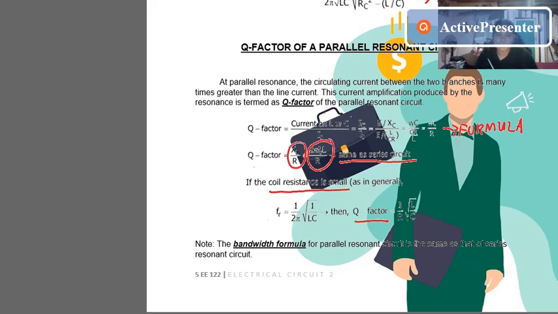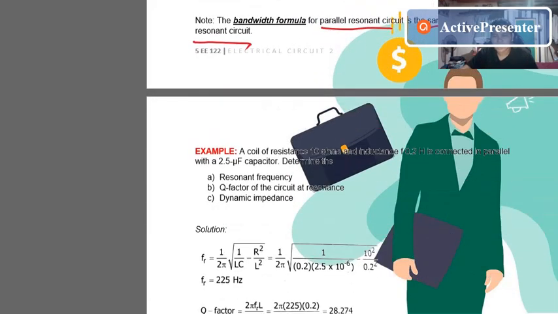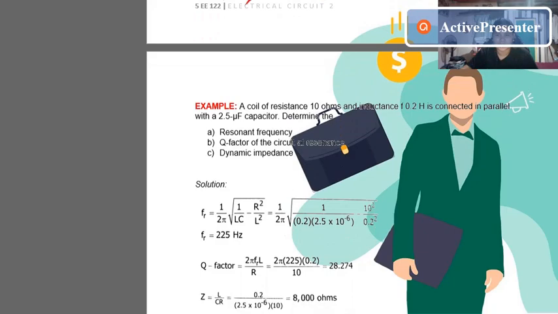Take note that the bandwidth formula for parallel resonance circuit is the same as the series resonance circuit. So, same ra sila ang formula if sa atuang bandwidth. So, let's have an example for parallel resonance.